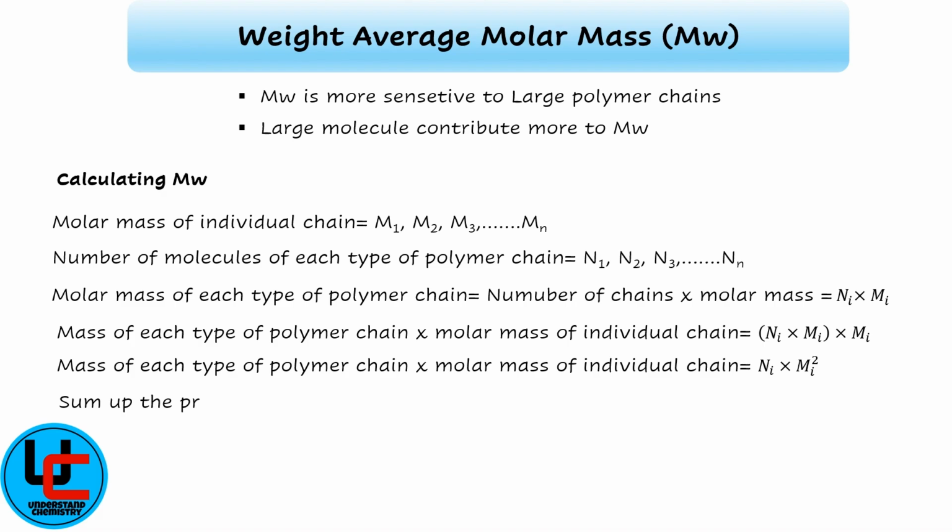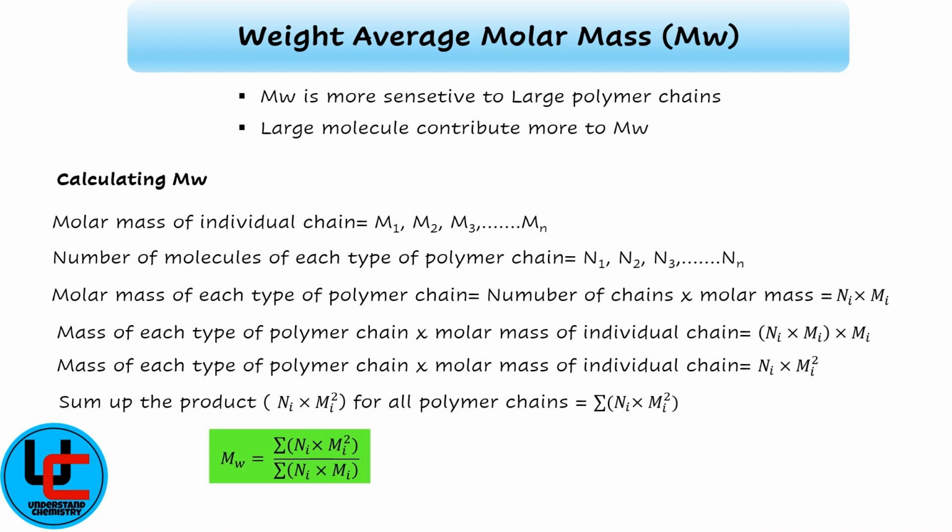Now sum up the product Ni times Mi squared for all polymer chains, which is equal to the summation of Ni Mi squared. Now dividing this summation by the sum of the product of number of chains and molar mass of all the chains, we reach the weight average molar mass. Mathematically, it is written as shown here.